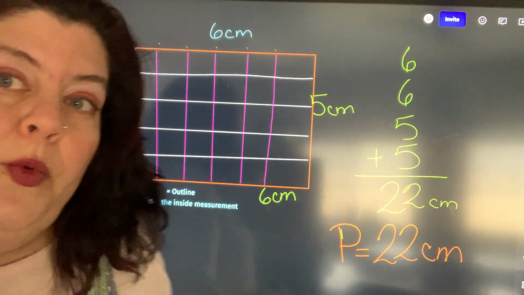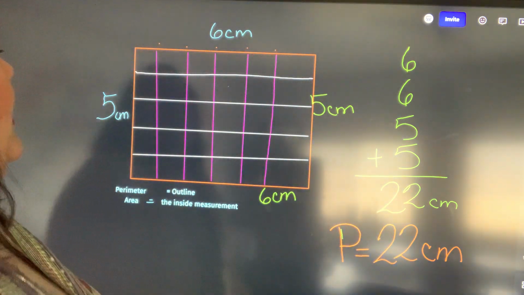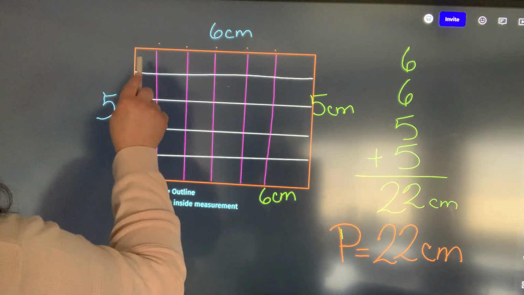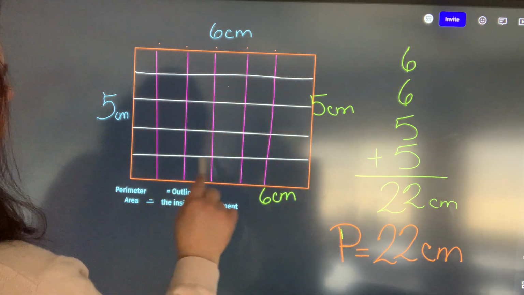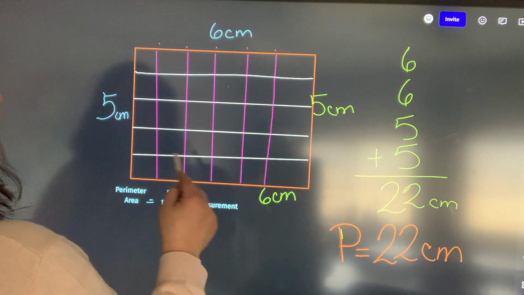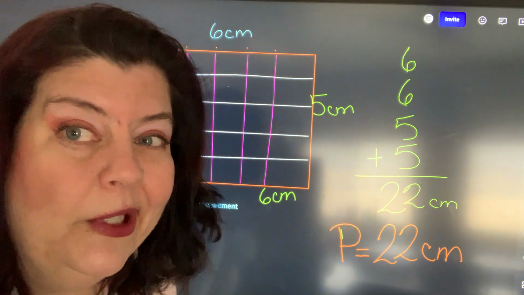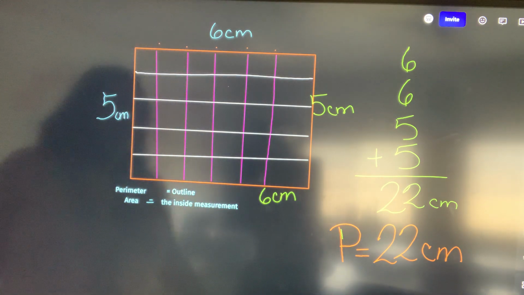So say that you wanted to tile a room and you need to find out what the area is so you know how many tiles you need to buy. Well, if it already has tiles, I guess you can count 1, 2, 3, 4, 5, 6, 7, 8, 9, 20, 21, 22, 23, 24, 25, 30. We could do that, but there's a really, really easy way. And there's a rule for it.